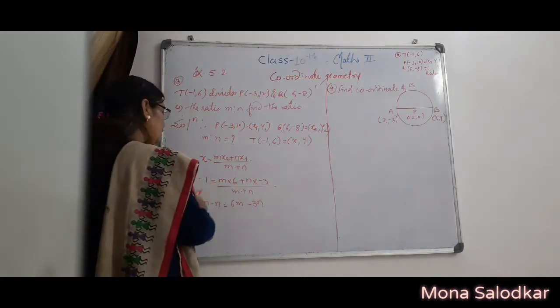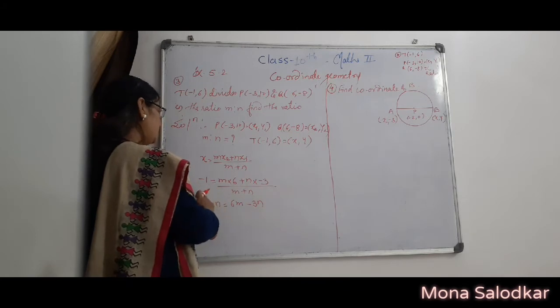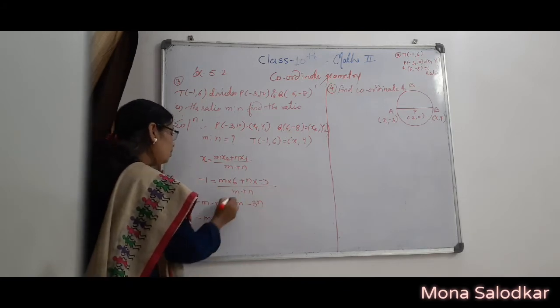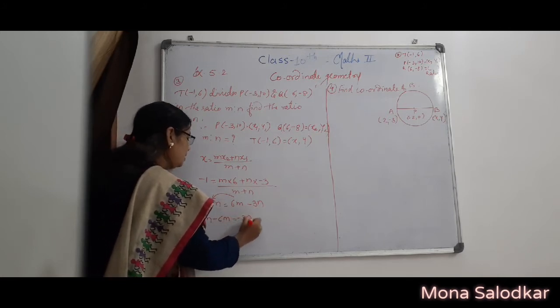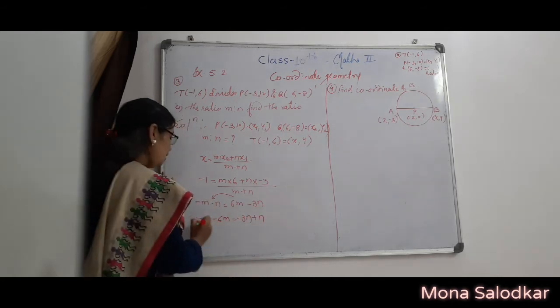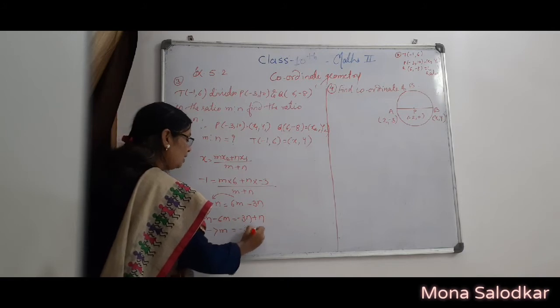Now take m to the left side and n to the right side, or n to the left side. Now take here minus m. Now if we take 6m here, minus 6m, and here minus 3n. If we take n here, plus n. So what you get, minus m minus 6m means minus 7m is equal to minus 2n.